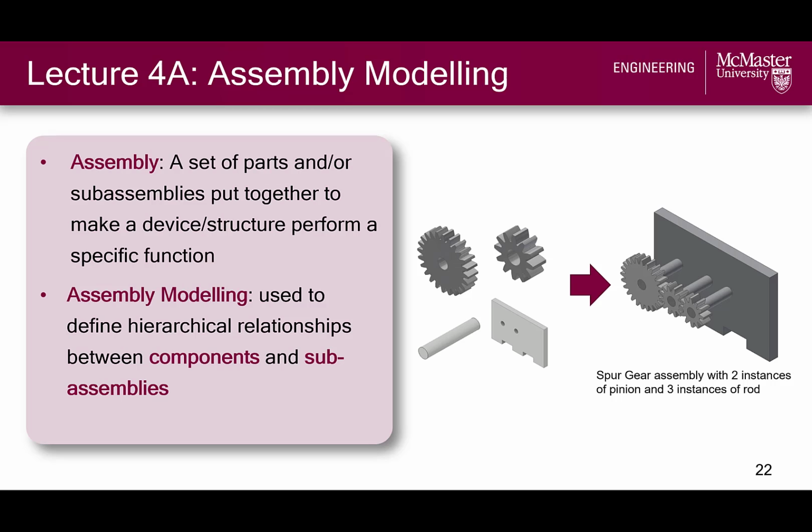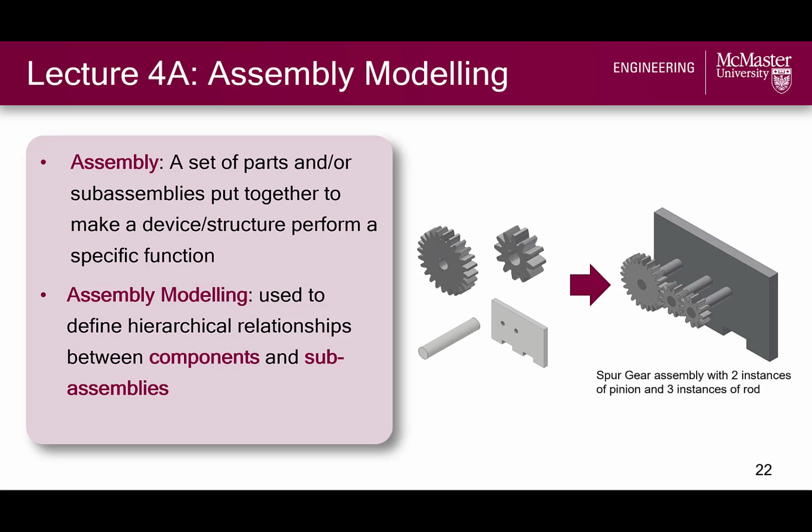It was in Lecture 4A that we talked about assemblies and assembly modeling, where we defined dimensional or geometric relationships between instances of components to create a more complex device or structure consisting of multiple parts. Remember that very few devices are made up of single parts. Instead, many products consist of multiple components that must be assembled together. And that's what assemblies are. Assemblies are a collection of parts or subassemblies that are put together to make a fully functional device.